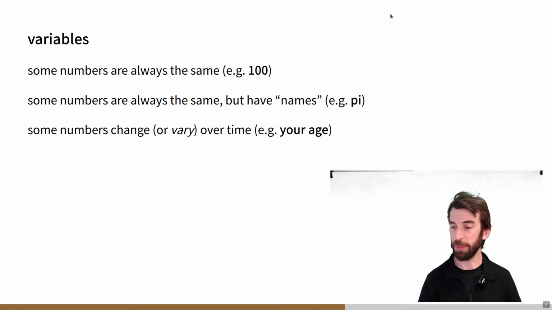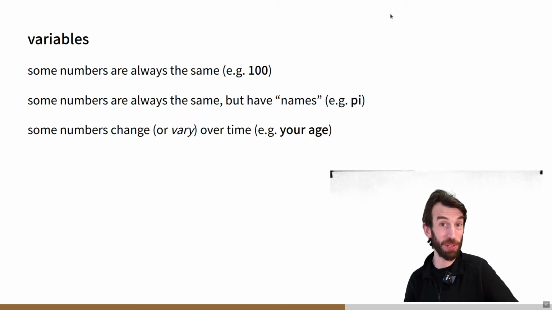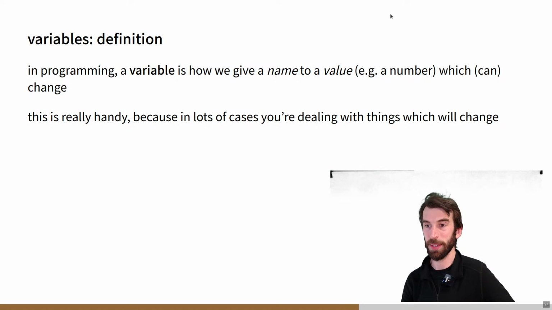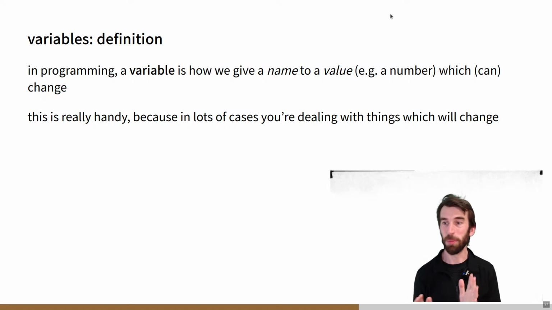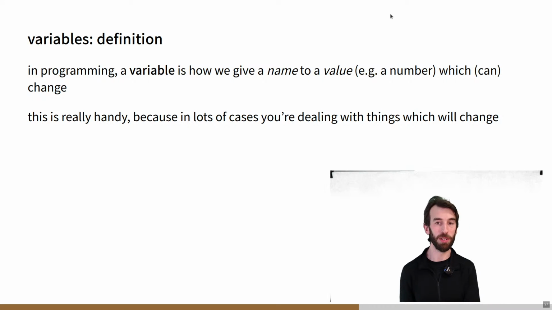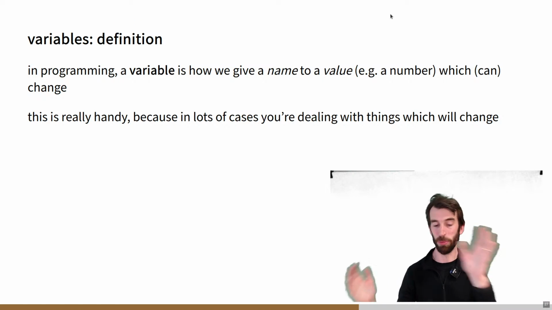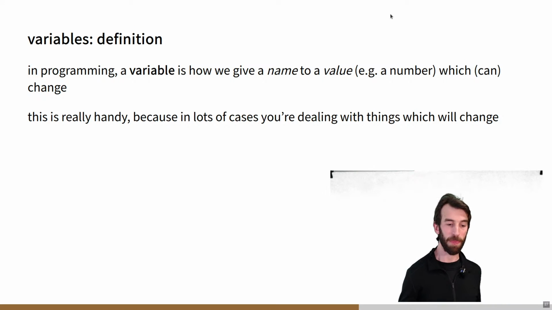They change over time. The next thing we're going to do is make our own variables, which is where things start to get interesting. So in programming, a variable is how we give a name to a value which can change. And this is handy because a lot of the time we are dealing with numbers that we would like to change. We're dealing with circles that will move across the page, things in your sketch which you want to react or change in a certain way.